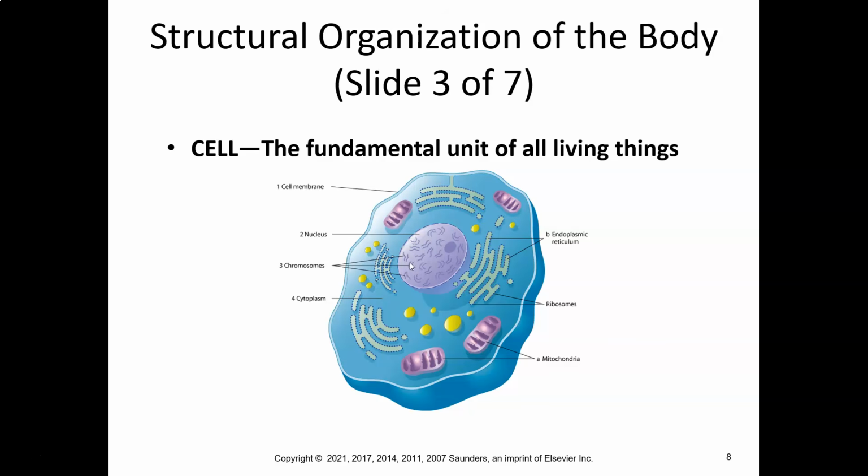All right, so if you look at a cell, there's the cell membrane, there's the nucleus, the brain, the chromosomes. Remember, there's 46. Cytoplasm is where the organelles sit. Here are the little ribosomes, which make proteins. Endoplasmic reticulum, which is a network of tubules, and mitochondria, which are the powerhouse of the cell.